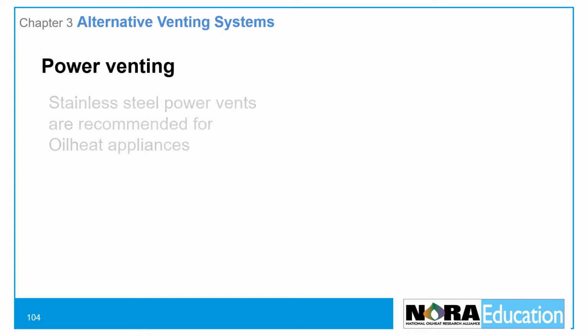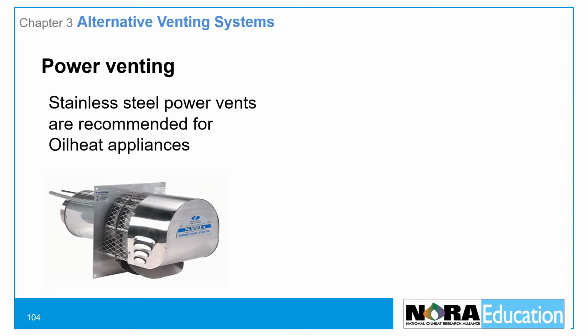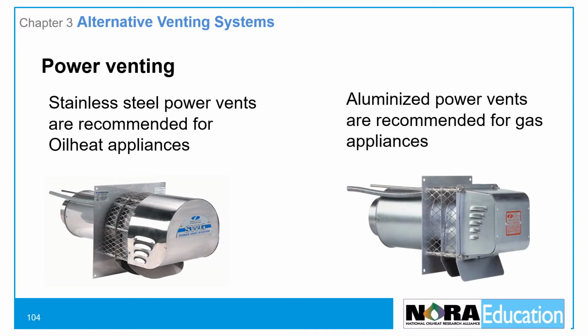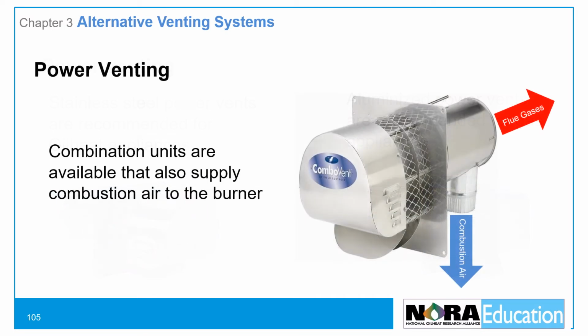It's important that only stainless steel power vents be used with oil heat systems. Aluminized power vents do not hold up when installed with oil heat appliances, and are only recommended for gas appliances. Power vent systems are available as a combination unit that can also supply outdoor combustion air to the burner. These units combine the benefits of power vents with those of air boots that were explained in Chapter 1.